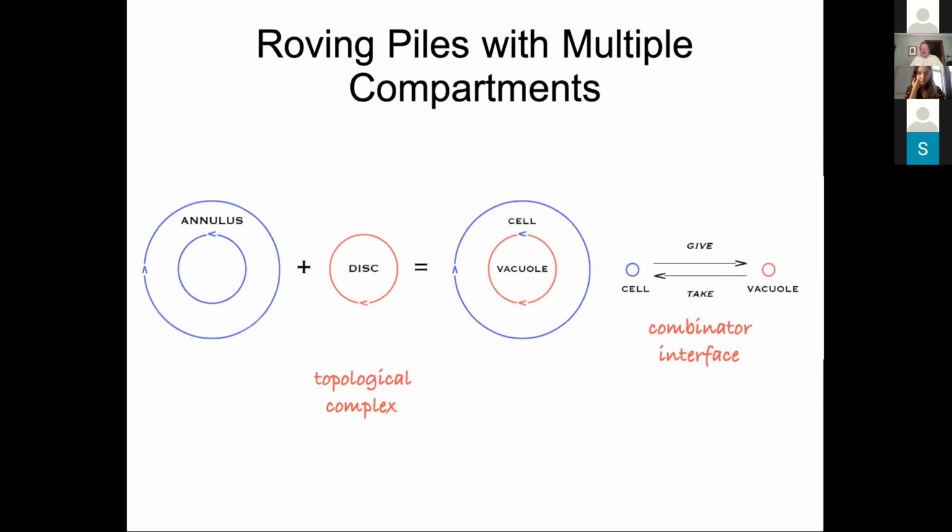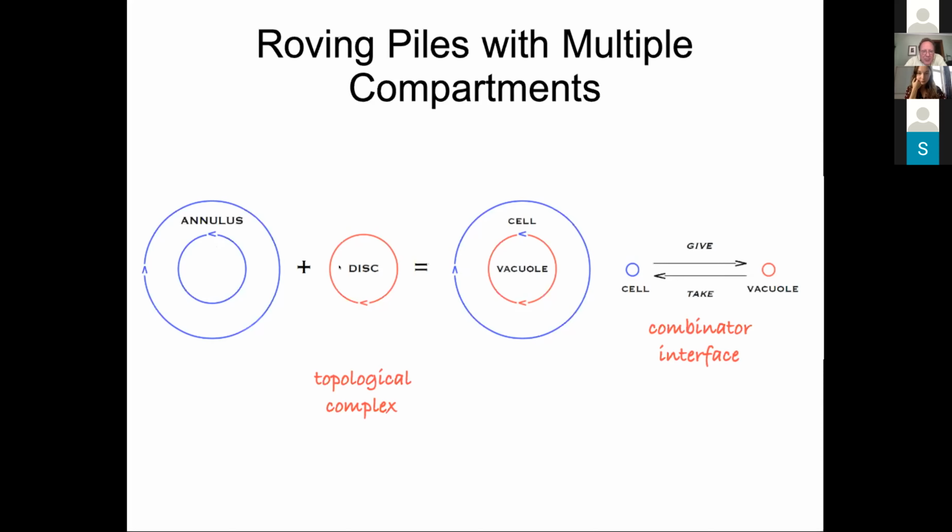So I improved the system I described in Newcastle 2 years ago, but in a pretty significant way in order to get the results I'm going to show you today. And that is, I introduced roving piles which have multiple compartments. And I'm going to illustrate that with this slide, because this is a fairly simple slide to understand before I get into the more complex one. We can have a roving pile which is an annulus. This is a topological ring. There's a hole here. So this is the connected component here. It's an O, right?